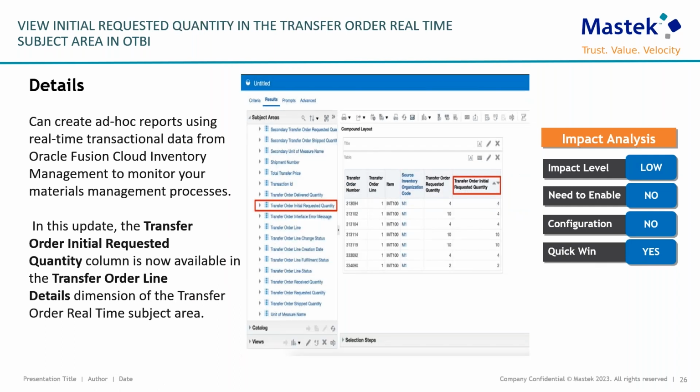Into the next one, which is view initial requested quantity in the transfer order real-time subject area. Again, we can create an ad hoc report using the real-time transaction data from the inventory management module to monitor material management processes. So in this update, the transfer order initial requested quantity column is now available for transfer order line details. Again, there will be no opt-in for it, and there will be no configuration involved to use this feature. This is just a subject area in OTBI report, and yes, this is a quick win for us.